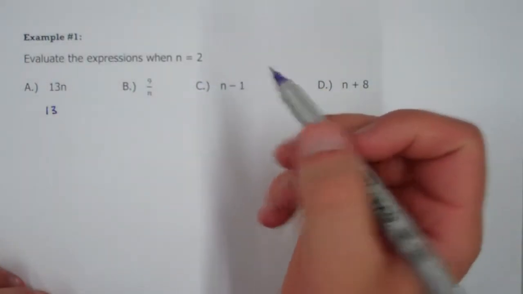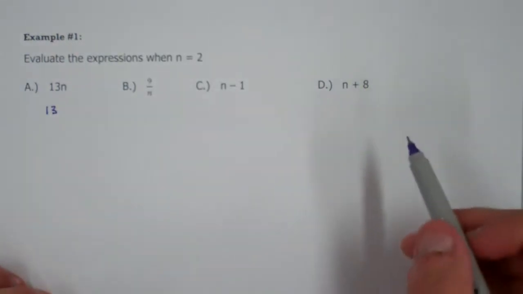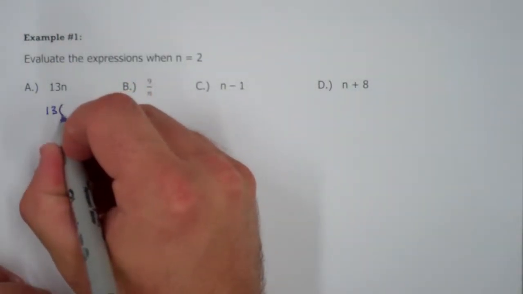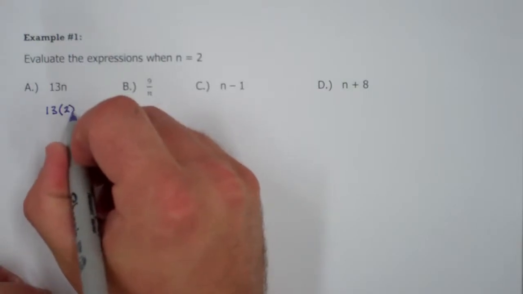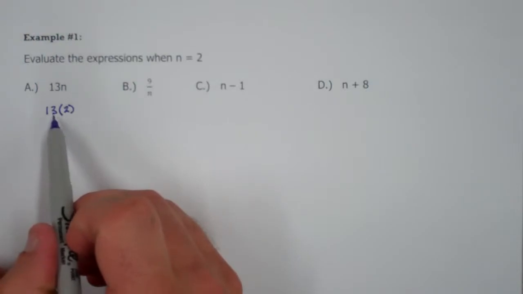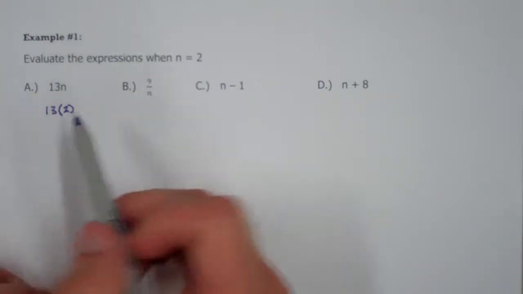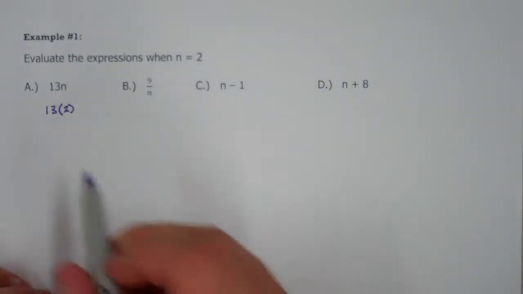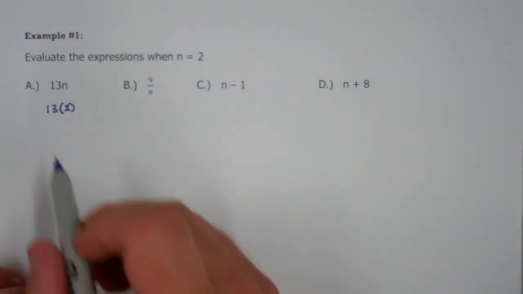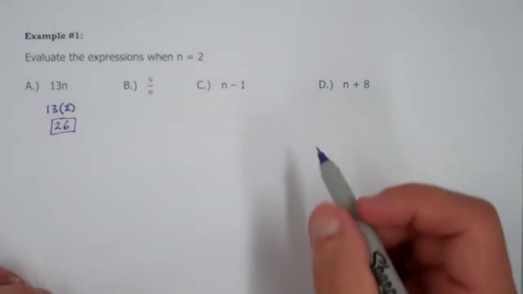So let's try that with part A here. We've got 13n, and remember, when we write a number next to a variable with no indicated operation, we're talking about multiplication. I like to use parentheses when I substitute, and we've preserved that multiplication here by using the parentheses. It's also understood that when you write a number next to a number or a variable in parentheses and no other sign, we mean multiplication. So we can now do the order of operations, and this one's just one operation, which is multiplication. So we'll take 13 times 2, and that'll make 26.